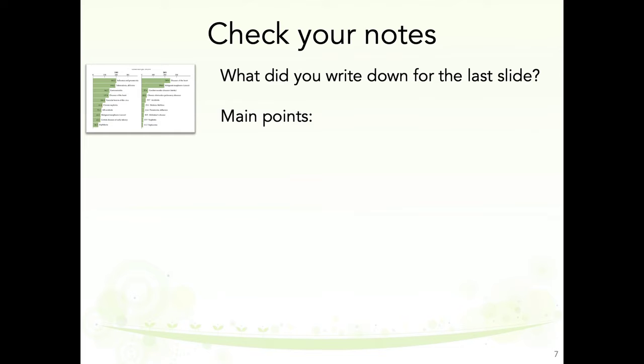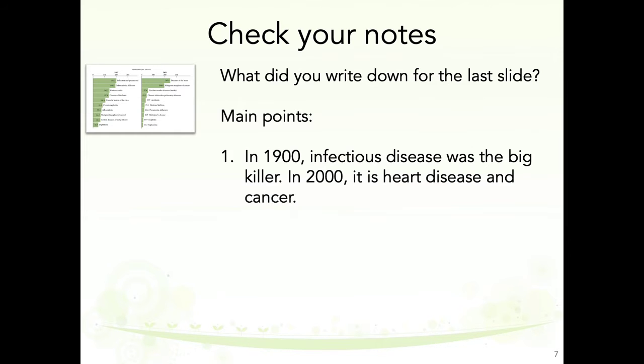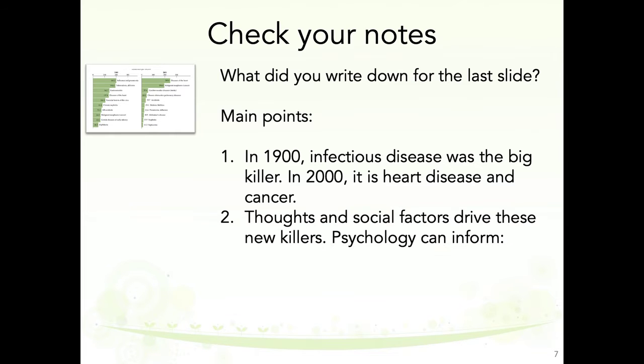Here's what I think the main points were so you can compare with your notes. First, the pattern of death is different. In 1900, infectious disease was the big killer. In 2000, it's heart disease and cancer. Second, the new big killers are affected by psychology, which should help us improve treatment and prevention. So those are the main points. If you didn't write that down, you may have understood it, that's fine, but it'd be great if you could get it onto the page as well. Try actively engaging with the slides as I'm speaking. Okay, let's move on.